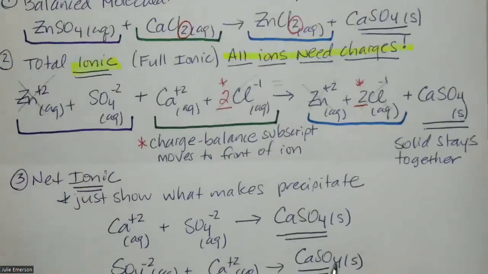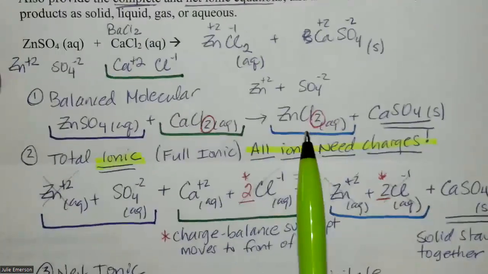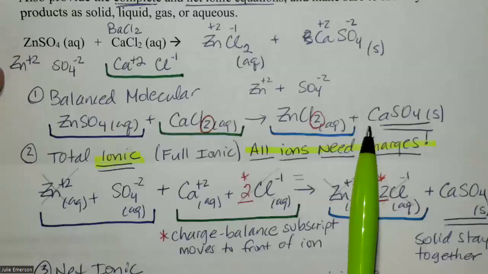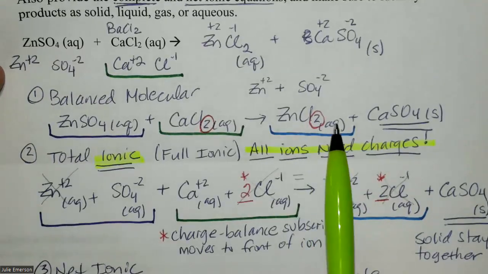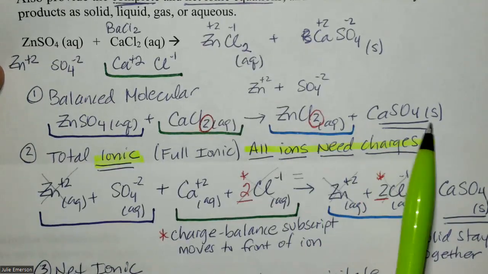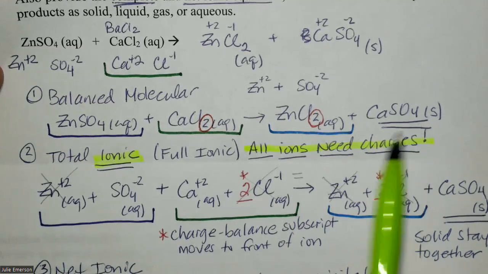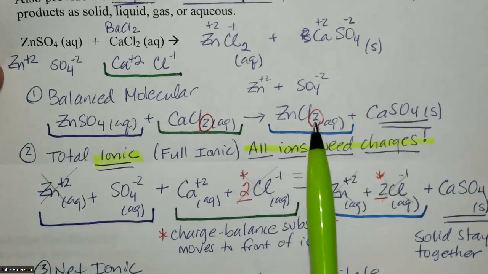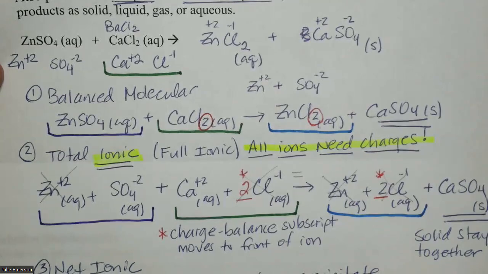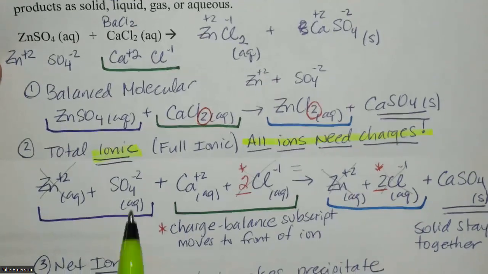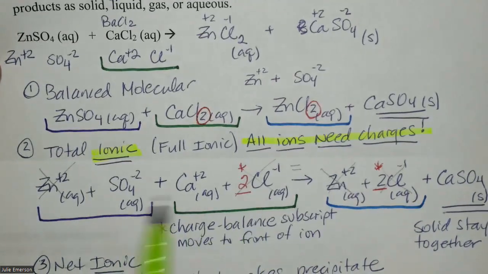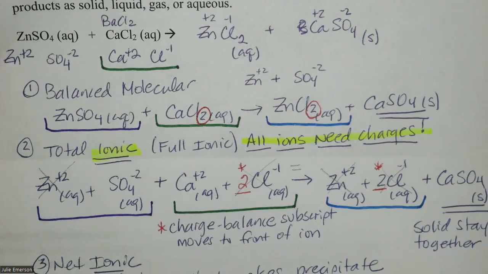The same is true, let me scroll back up here, with the molecular compound. Like if you wrote calcium sulfate first and zinc chloride second, totally fine, right? The order of the products doesn't matter as long as your two products and my two products are the same. And same with any of the ions. The order doesn't matter as long as you have the same four that I have.